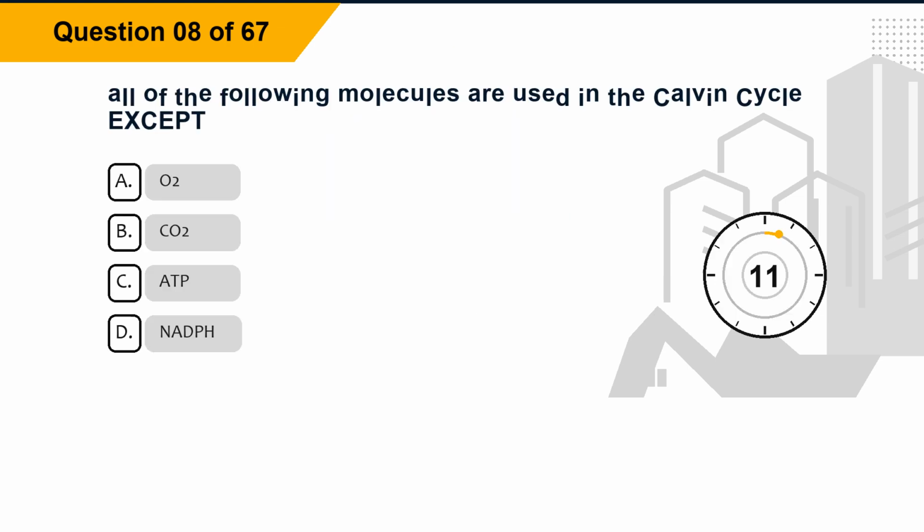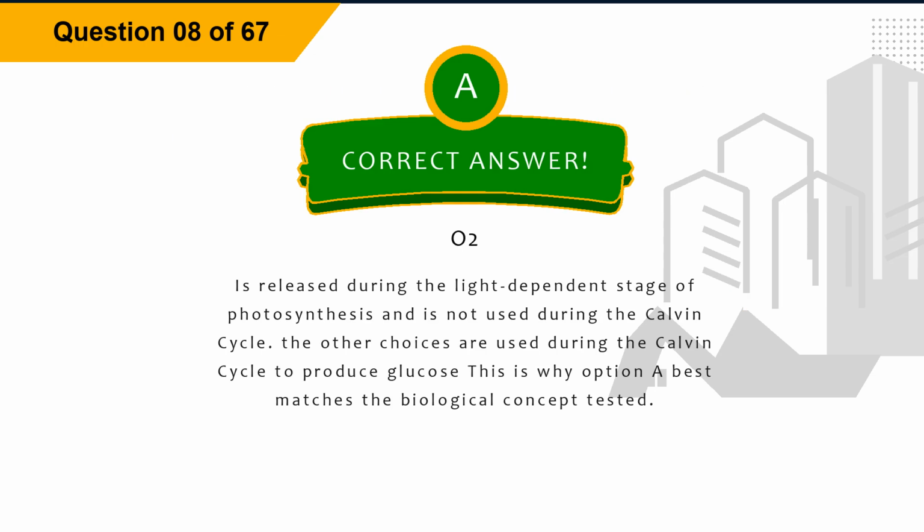Question 8. All of the following molecules are used in the Calvin cycle except Option A, oxygen. Option B, CO2. Option C, ATP. Option D, NADP. The correct answer is Option A, oxygen.